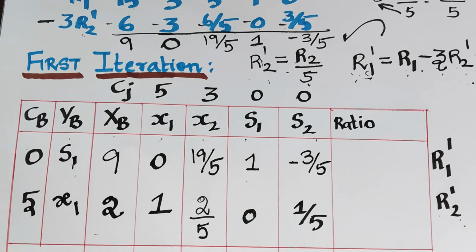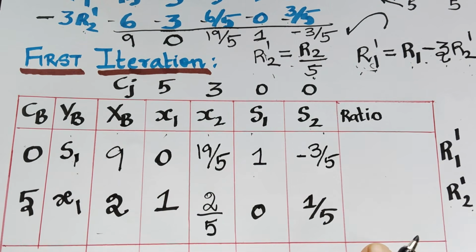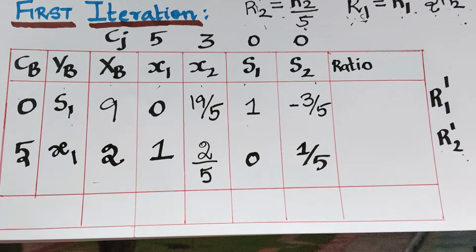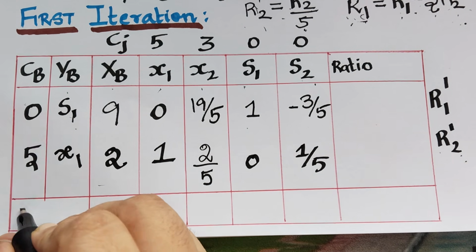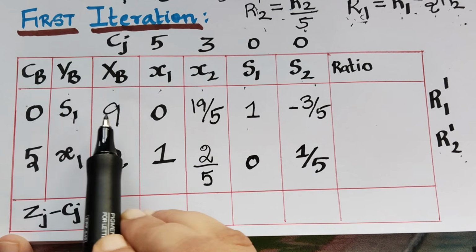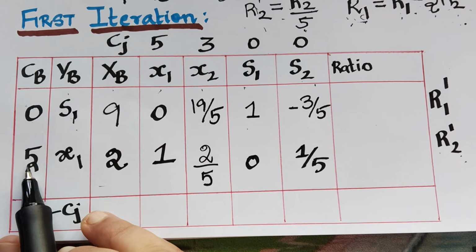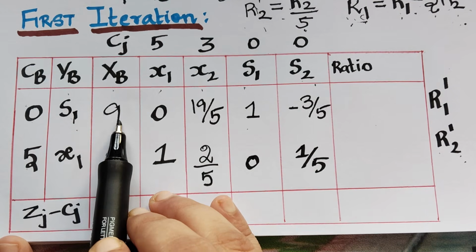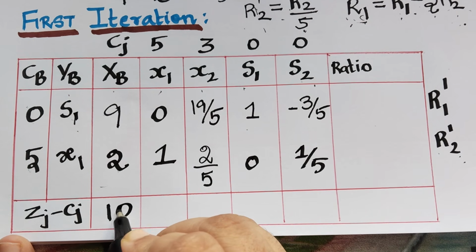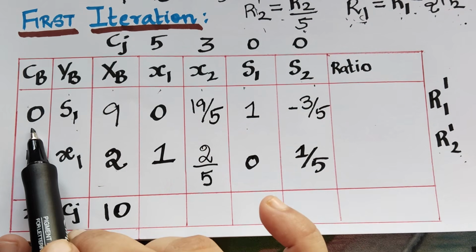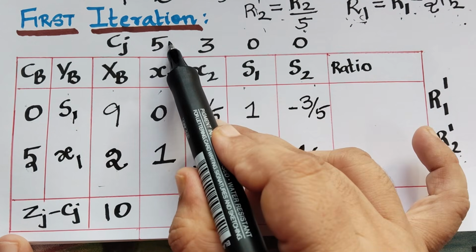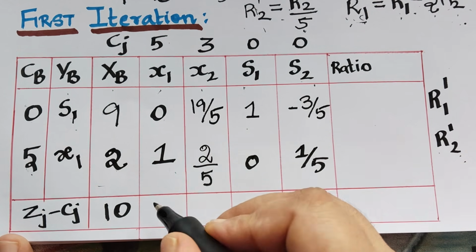Now we have found the new S1 equation and X1 equation. Both are done. Now we have to again find Zj minus Cj for this table. As I told you, 0 multiplied with 9 plus 5 multiplied with 2. 0 multiplied with 9 is 0, plus 5 multiplied with 2 is 10. So here we have to write 10. Whereas for these it will change a little: 0 multiplied with 0 plus 5 multiplied with 1 minus 5. So it will be 5 minus 5, which is 0.